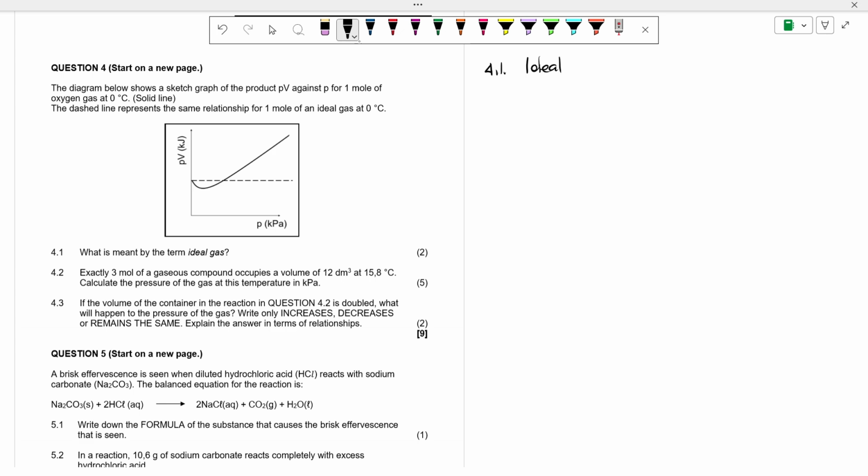I forgot the definition. Can I try? Yes, go ahead and try. It's a gas that obeys all the gas laws. All right, that's good enough.